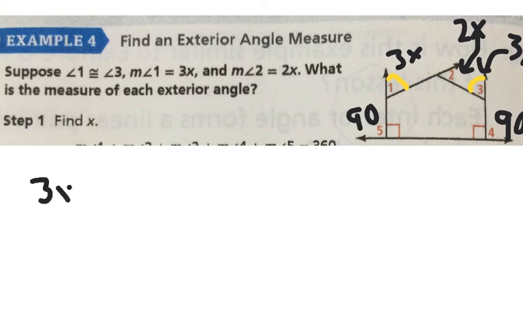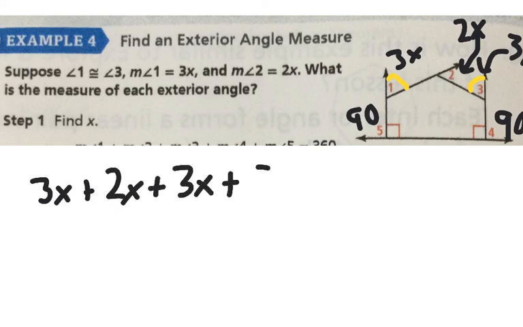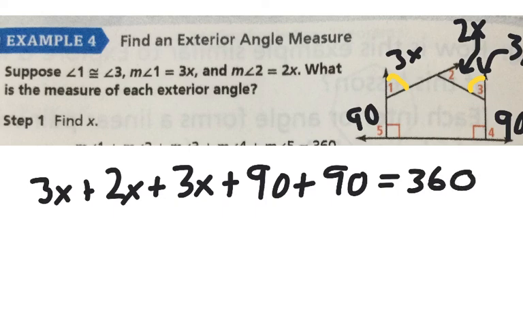So I could say angle 1, which is 3x, plus angle 2, which is 2x, plus angle 3, which is 3x, plus angle 4, which is 90, plus angle 5, which is 90, has to add to be 360. Any questions where I got that from? Okay, so now we can solve for x.